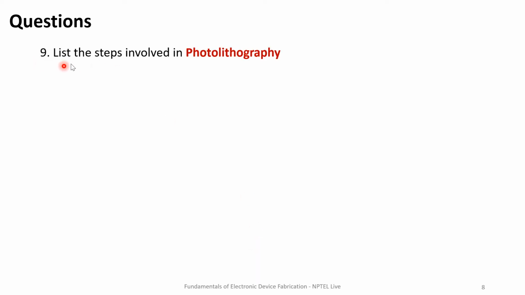That's all. So next is somewhat a lengthy answer, but once you know the answer to this, you will basically be aware of the entire lecture. So list the steps involved in photolithography. Can anybody tell me what is the first step or some array of steps? It may not be in the right order. So what do we do for patterning? That is the question.